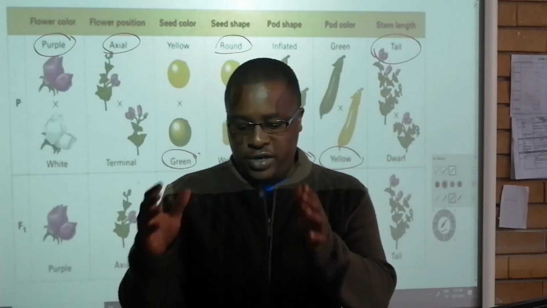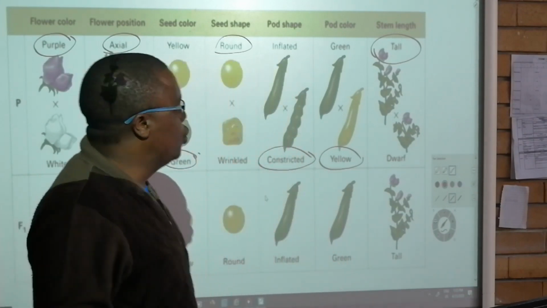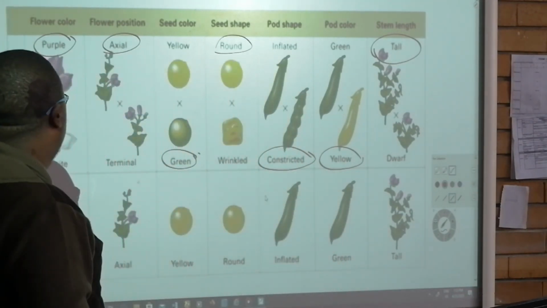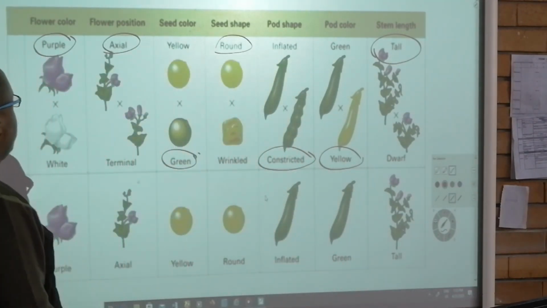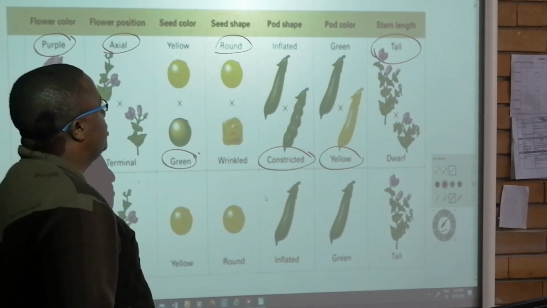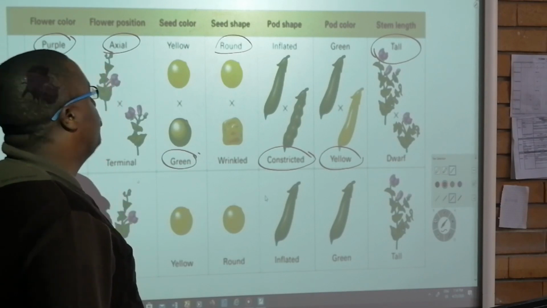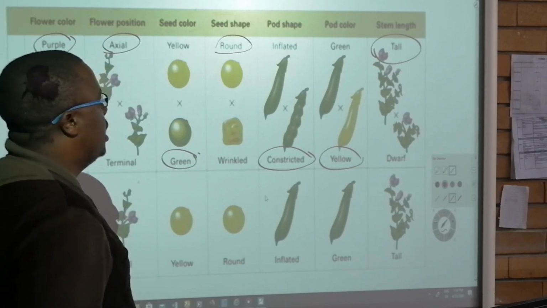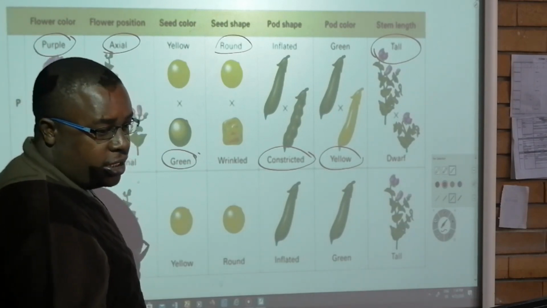Imagine that this pea plant is right in front of us, and it's got those characteristics. Purple flowers, axially positioned, green seeds, and the seed shape is round. The pod shape is constricted, the pod color is yellow, and the pea plant is tall.